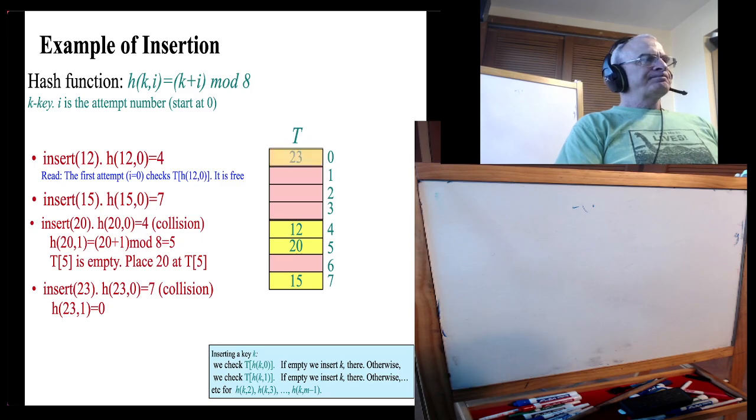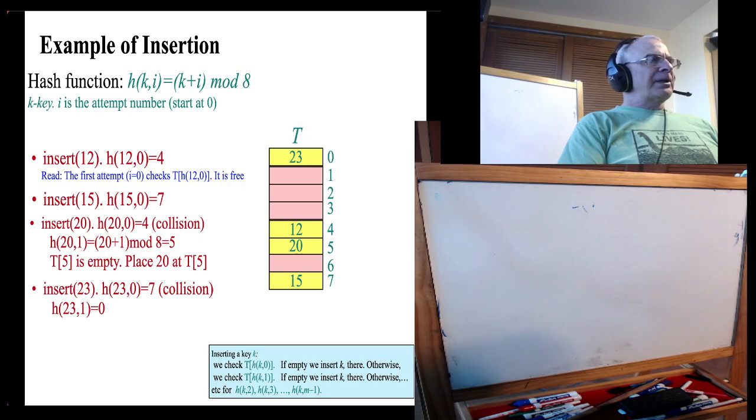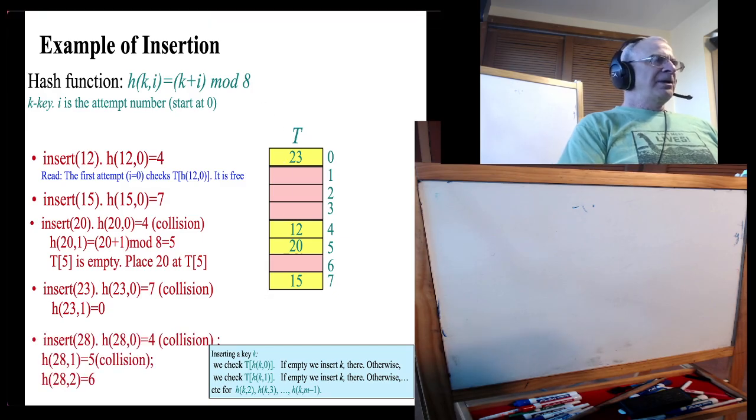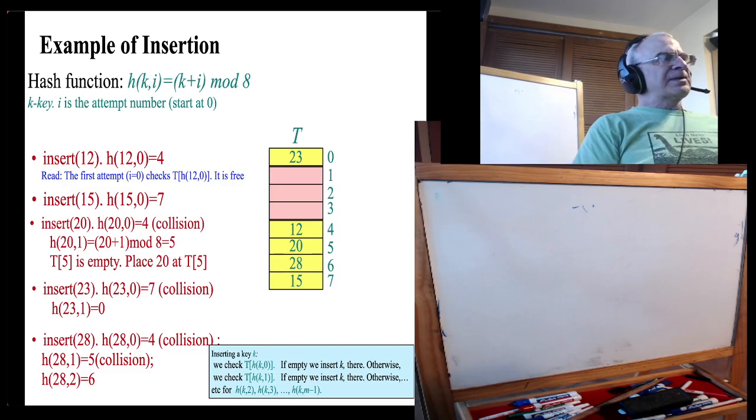Insert 23. Look at cell 7, 15 lives there, so I'll insert it in my second attempt, which would be at address 23 plus 1 modulo 8, meaning I move one cell downward in a cyclic way. So that's where 23 is going to live, and so on. Finally, I'm going to insert 28.